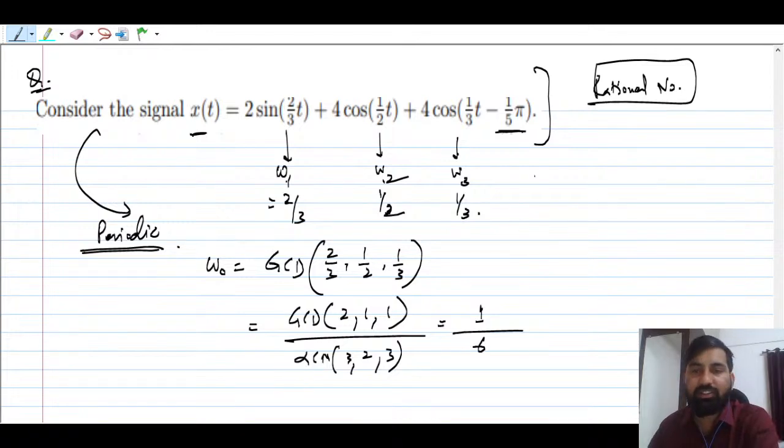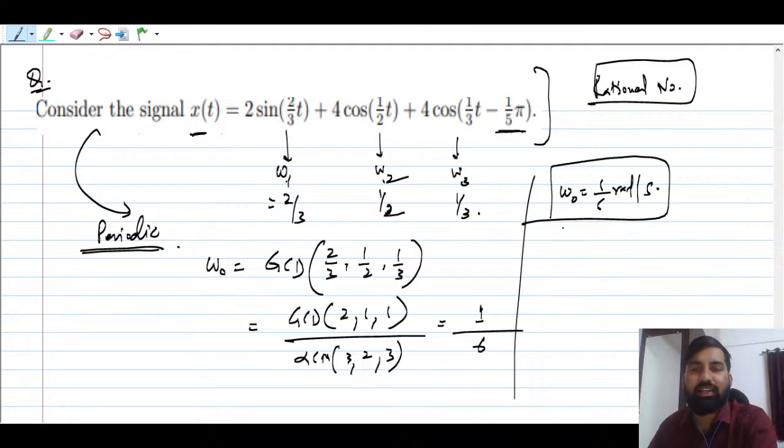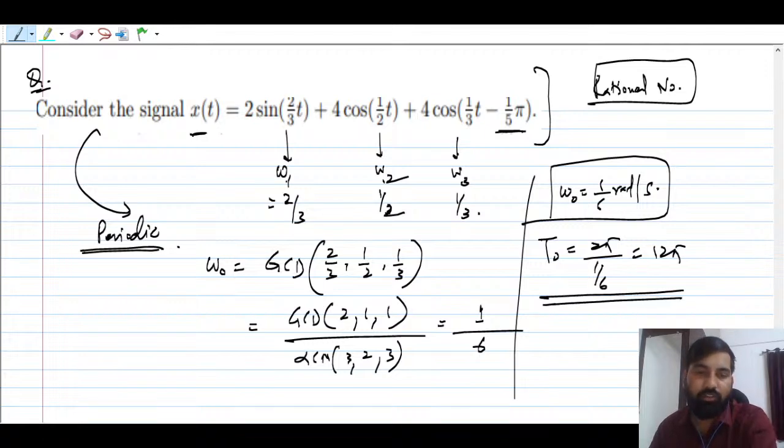So omega naught is nothing but 1 by 6 radian per second. Now you can also find the time period, which is 2 pi by omega naught. That is 2 pi divided by 1 by 6, which is 12 pi. So 12 pi seconds, to be very specific, is the fundamental time period.